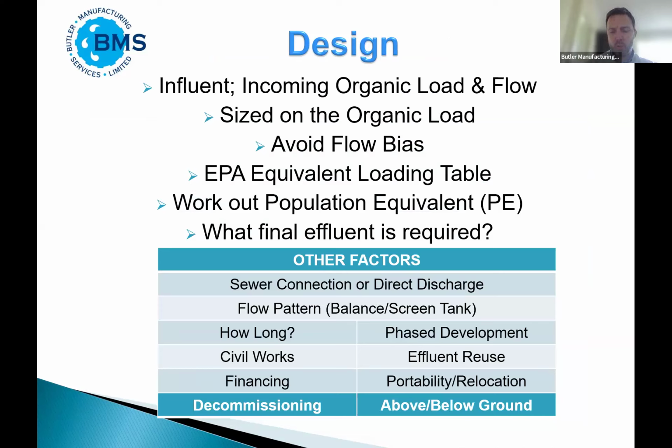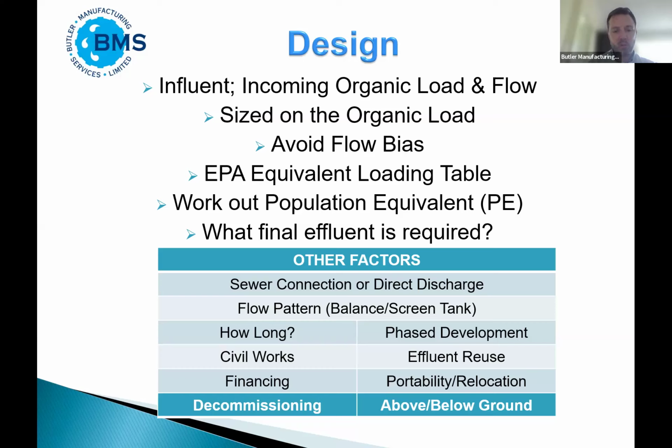Obviously, what final effluent is required. If you're discharging into an already overloaded plant, typically what you'd be aiming for is the actual standard that the plant has to produce. The default generally is BOD 25 milligrams per litre and suspended solids 35 milligrams per litre, which is the European wastewater discharge standard, but you can go many ways in between.